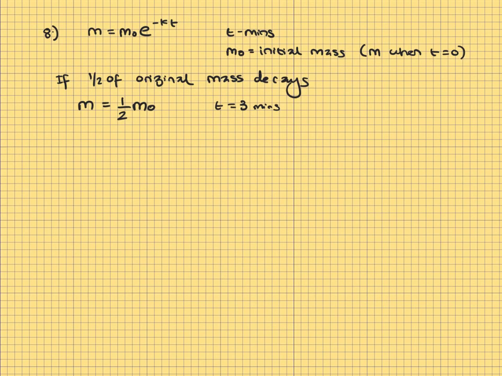So if we substitute this information into this equation here, so we are saying that the mass is half of its original value, so m is equal to a half m0, and this is equal to m0 multiplied by e to the negative 3k, because t is equal to 3, we've substituted that in. Now you can see the m0 cancels immediately and we're left with a half is equal to e to the negative 3k. Now you will learn how to solve exponential equations in the next lesson.